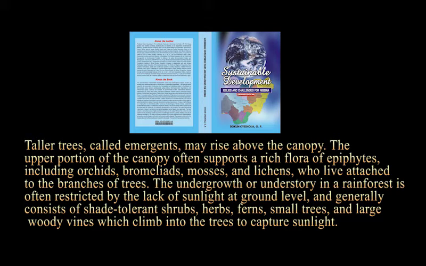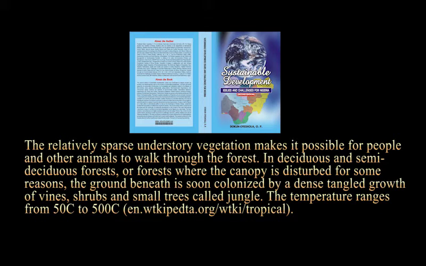The undergrowth or understory in a rainforest is often restricted by the lack of sunlight at ground level, and generally consists of shade-tolerant shrubs, herbs, ferns, small trees, and large woody vines which climb into the trees to capture sunlight. The relatively sparse understory vegetation makes it possible for people and other animals to walk through the forest. In deciduous and semi-deciduous forests, or forests where the canopy is disturbed for some reasons, the ground beneath is soon colonized by a dense tangled growth of vines, shrubs and small trees called jungle. The temperature ranges from 5°C to 50°C.